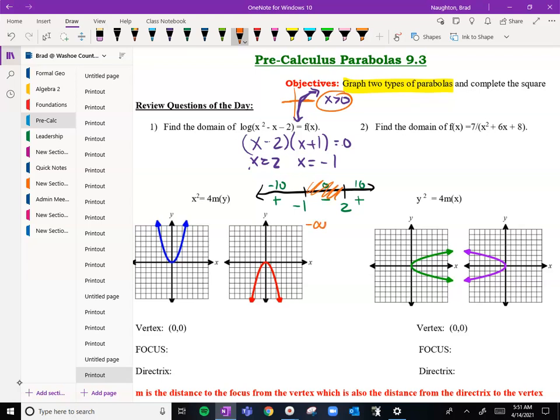So we're going to say it's from negative infinity to negative 1. It can't equal 0, so that's why it's a parenthesis. And then from 2 to positive infinity. So that's our answer for that one.